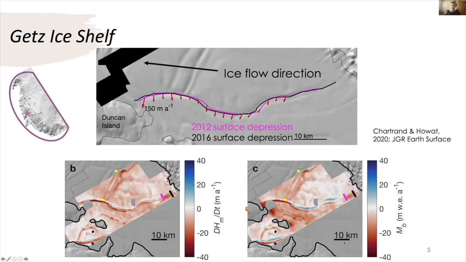And this channel has also had some changes at the head and at the end. So at the head, we see that the surface depression has extended upstream by about 10 kilometers. And that's coincident with high basal melt rates and thinning rates in that region.